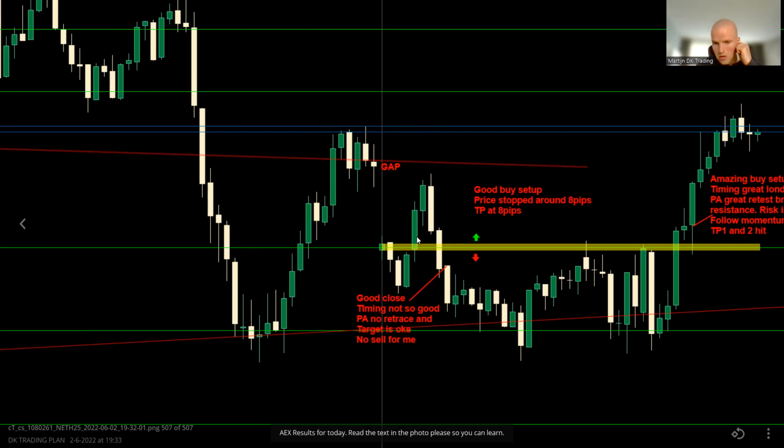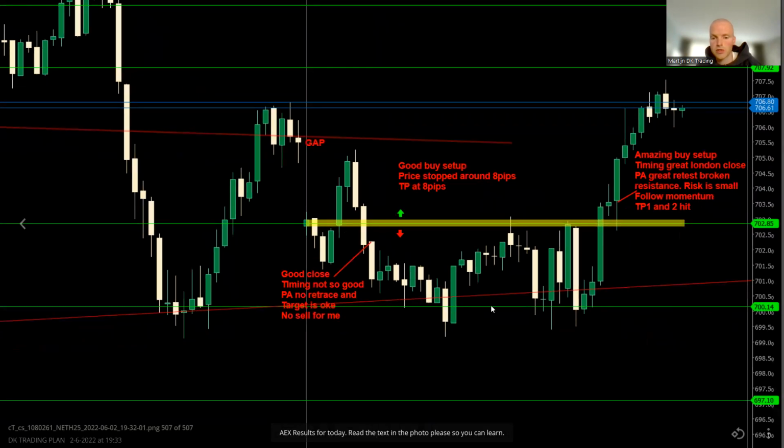So you see after the fact that it was a sell signal and was a good close, timing not so good, and also Thursday afternoon. No, it's Thursday late in the week, but it's still in the London session. Price action, no retrace, and the target is okay, but it's no sell for me. And I want to see some kind of retrace where I can maybe target my risk for this stop loss to be set.